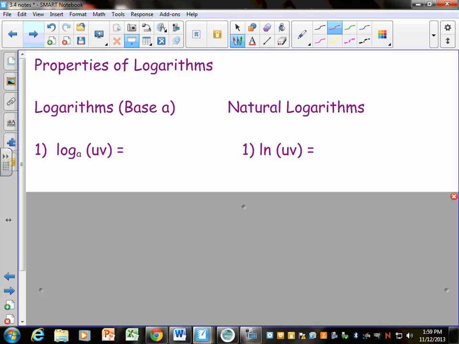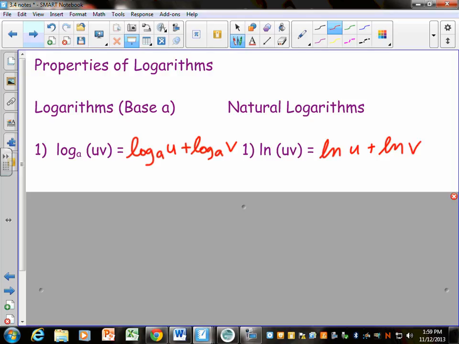So think about your exponent rules. When you multiply, what do you do with the exponents? You add them together. And so when you see a log or an ln of multiplication, you can break that apart as addition, because the exponent rule is multiplication equals adding the exponents. So if you see log base a of u times v, you can break that up as log base a of u plus log base a of v. So multiplication breaks up as addition. And the same thing applies for ln. It's just ln of u plus ln of v.